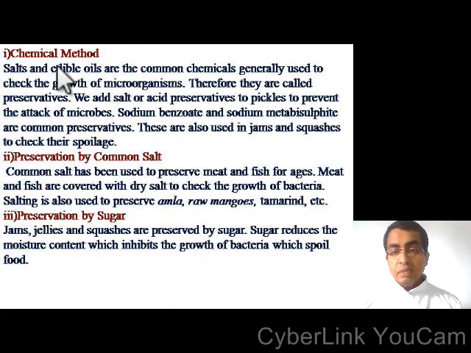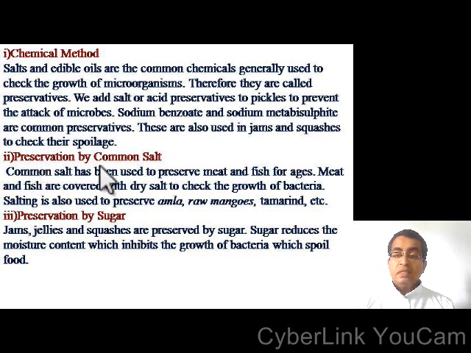First method is the chemical method. Salts and edible oils are the common chemicals generally used to check the growth of microorganisms. Therefore, they are called preservatives. We add salt or acid preservatives to pickles to prevent the attack of microbes. Sodium benzoate and sodium metabisulfite are the common preservatives. They are also used in jams and squashes to check their spoilage.